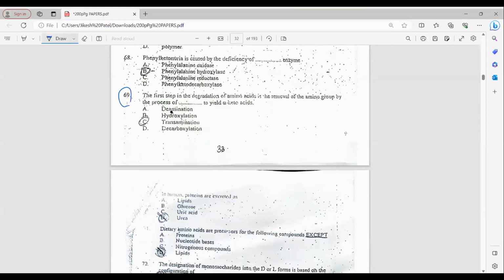Is it phenylketonuria? Phenylketonuria is caused by the deficiency of... is it usually phenyl what? Is that phenylalanine? If I'm not wrong.